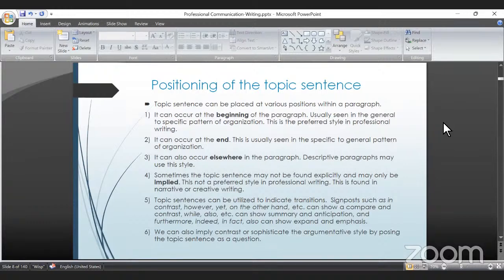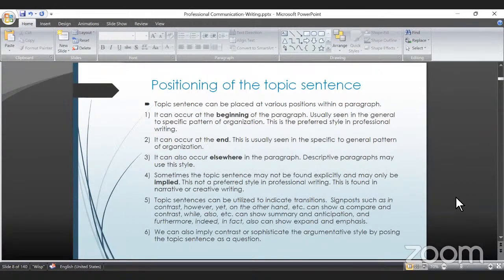This kind of writing is most common in fictional writing. Okay, only in creative writing and fictional writing, you usually use the implied topic sentence method. In professional writing, you definitely don't use this one. You are not allowed to use the implied technique of topic sentence. The most preferred one is obviously writing in the beginning of the paragraph, right?